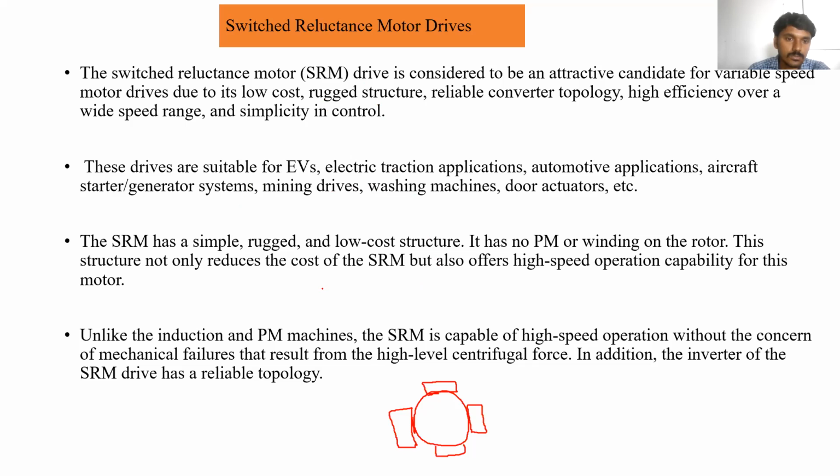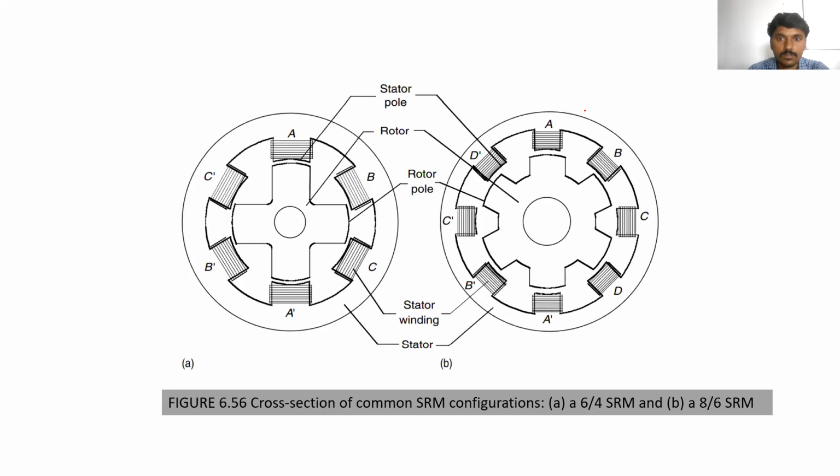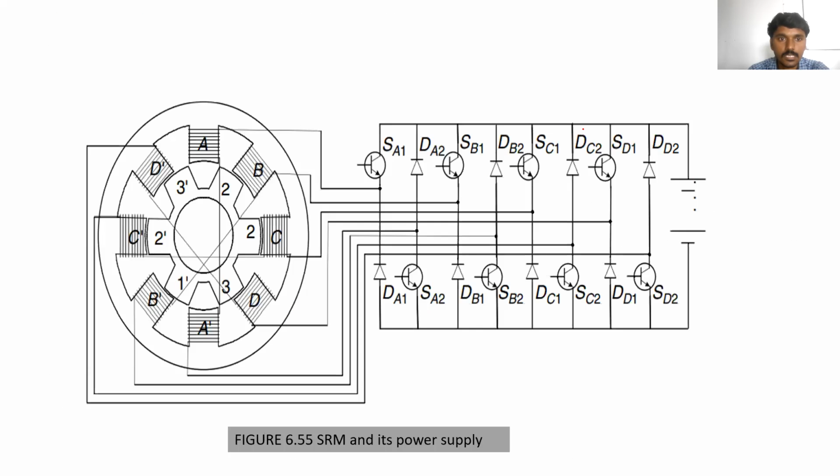See the construction of this switch reluctance motor. The stator windings are connected in series with the upper and lower switches of the inverter. This topology can prevent the shoot-through fault that exists in induction and permanent magnet motor drive inverters. Here you can see the drive. I will show the diagram of this switch reluctance motor. Clear?